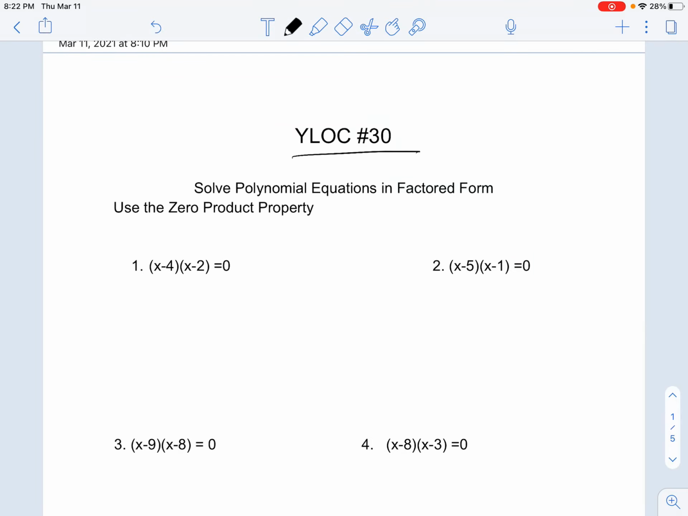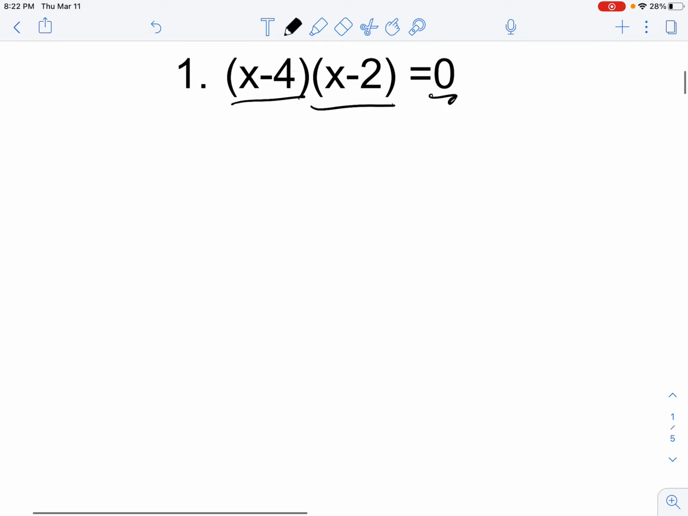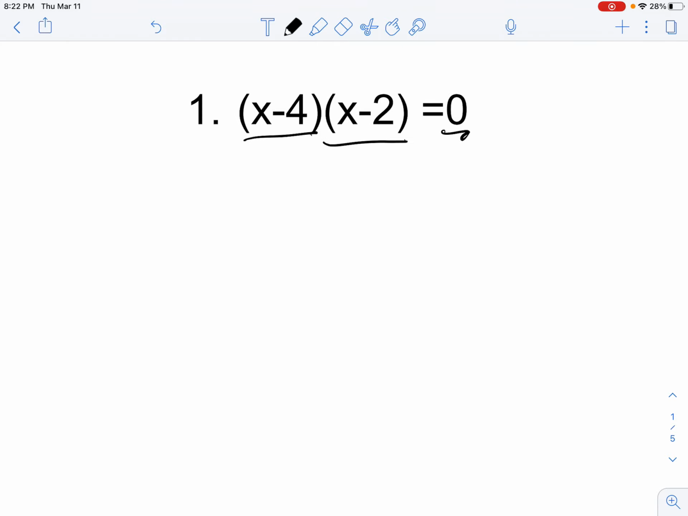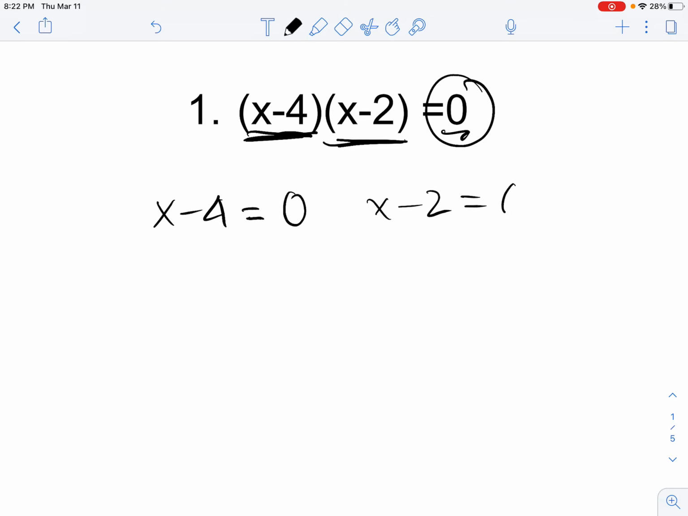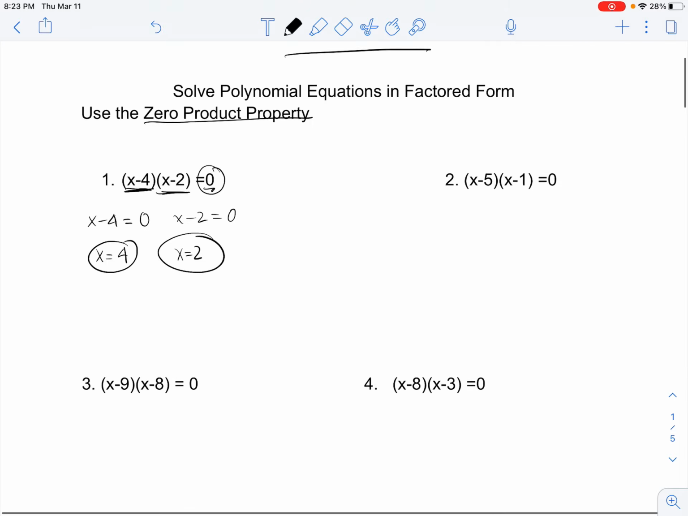This is Wylock number 30, so we're going back and reviewing zero product property. If we're given x minus 4 times x minus 2 is equal to 0, remember, what zero product property is stating is that your factors are just going to equal 0. So in this case, we can separate it into x minus 4 is equal to 0 and x minus 2 is equal to 0. In this case, we get x is equal to 4 and x is equal to 2 as our two answers. Moving on.